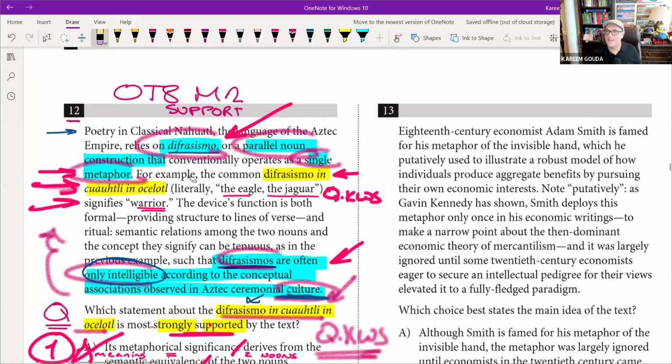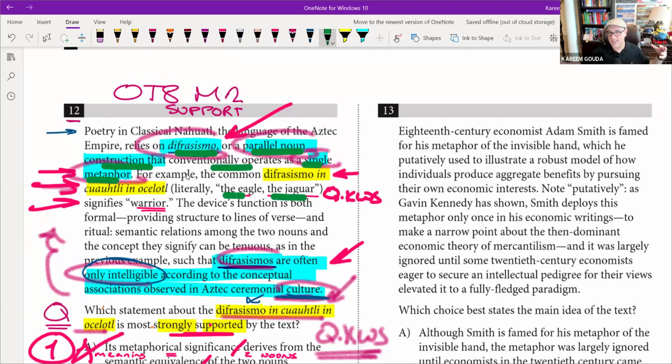It says right here, relies on differentism or a parallel noun construction that conventionally operates as a single metaphor. Nobody said the two words mean the same thing. Continue. For example, the common differentismal, this thing literally means what? The eagle, the jaguar. So is the word eagle and the word jaguar the same thing?